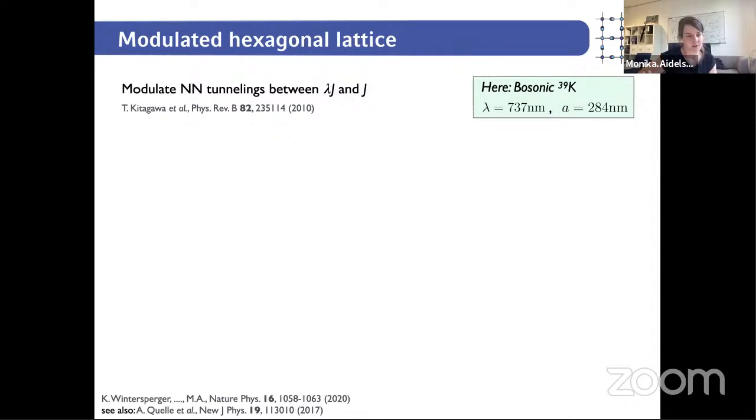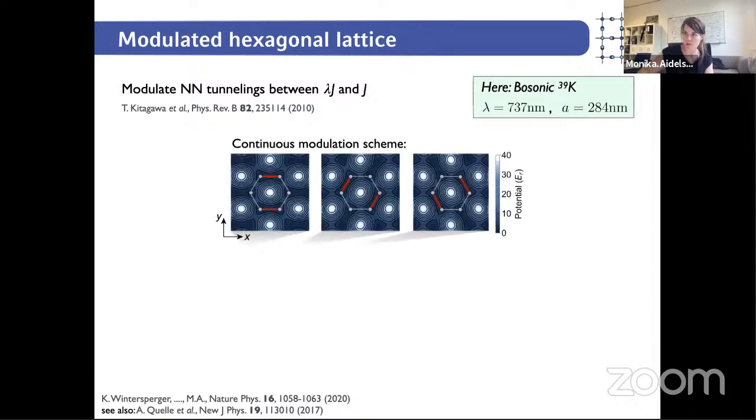Okay, so the way we actually realize this model is a bit similar to the modulation in the bipartite square lattice, but now applied to a hexagonal lattice, following this proposal by Kitagawa et al. from 2010. So we use our hexagonal lattice and now periodically change the hopping along the red bonds. So we increase it along the red bonds in this chiral manner.